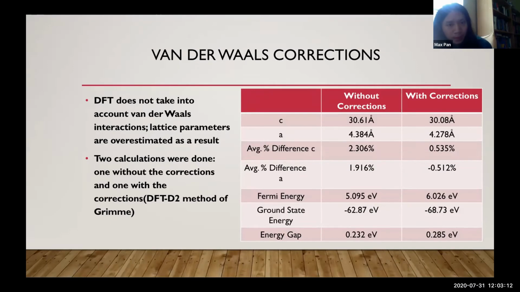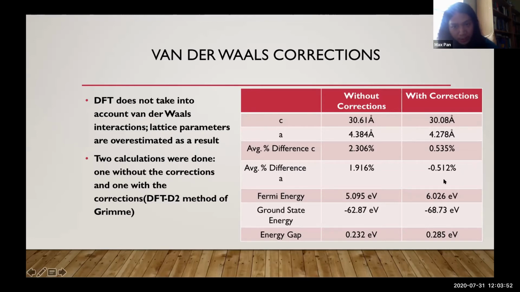One aspect that I believe made my calculations accurate was the inclusion of van der Waals interactions. Density functional theory traditionally does not take into account van der Waals interactions, and as a result, lattice parameters are often overestimated. So two sets of calculations were done, one without the corrections and one with the corrections. With respect to the experimental values, the lattice parameters without the corrections overestimate by approximately 2%, while with the corrections, there is approximately a 0.5% error.